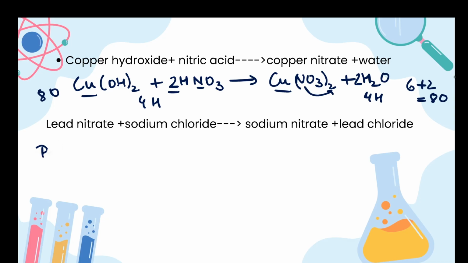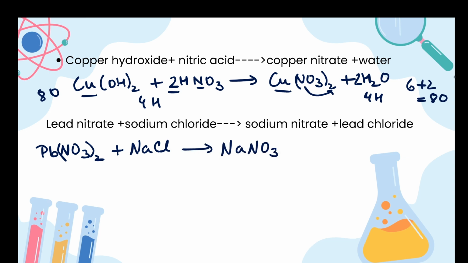Next we have lead nitrate. Lead nitrate is Pb(NO3)2. Sodium chloride is NaCl. Sodium nitrate is NaNO3. And lead chloride is PbCl2. Okay, let's see. Lead is 1. Here also it is 1. Nitrogen is 2 here. But here it is 1, so we will place 2 in front of sodium nitrate. So nitrogen gets balanced. Now sodium is also 2 here, so we will place 2 here to balance our sodium.